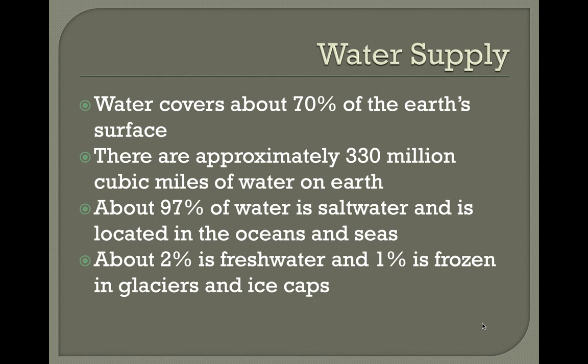Only about 2% of the water that is on our planet is actually fresh water. So we are looking at comparatively a very small amount of water that we actually use for our own purposes, because we obviously can't drink ocean water. Only about 1% is in glaciers and ice caps, and so that 2% is what we're talking about whenever we're talking about water conservation.